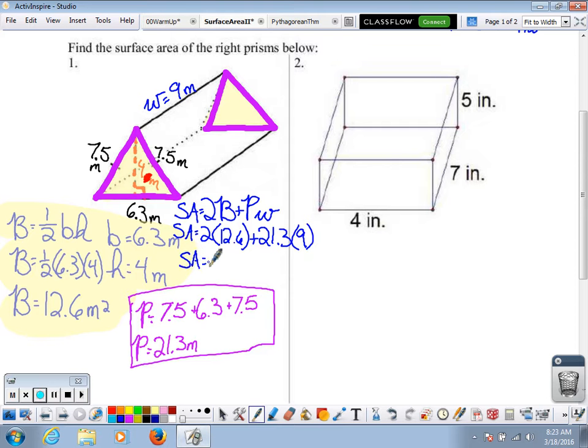Okay, now we use the calculators again if we need to. And we can do 2 times 12.6 plus 21.3 times 9. And what do we get for the surface area? Okay? 216.9. What are the units? For area, square meters. Good. 216.9 square meters. Okay?